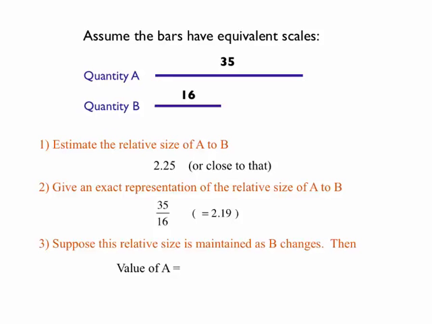Suppose this relative size is maintained as B changes. Then what is the value of A? How would you get the value of A? 35 over 16. Okay, it's going to be 35/16, or 2.19, times the value of B. If this is how large A is relative to B, and you know how big B is, then you multiply by that amount. It should make sense. Take any value of B, multiply it by that, and it'll give you the size of A.